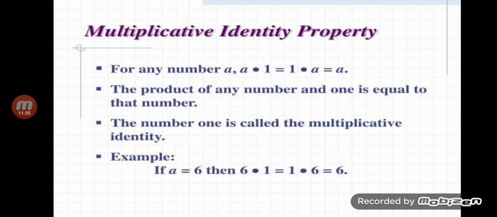For any number A, A into 1 is equal to 1 into A, which is equal to A. So the product of any number and 1 is that number itself. So 1 is called the multiplicative identity. For example, if A is equal to 6, then 6 into 1 is equal to 1 into 6, which is also equal to 6.